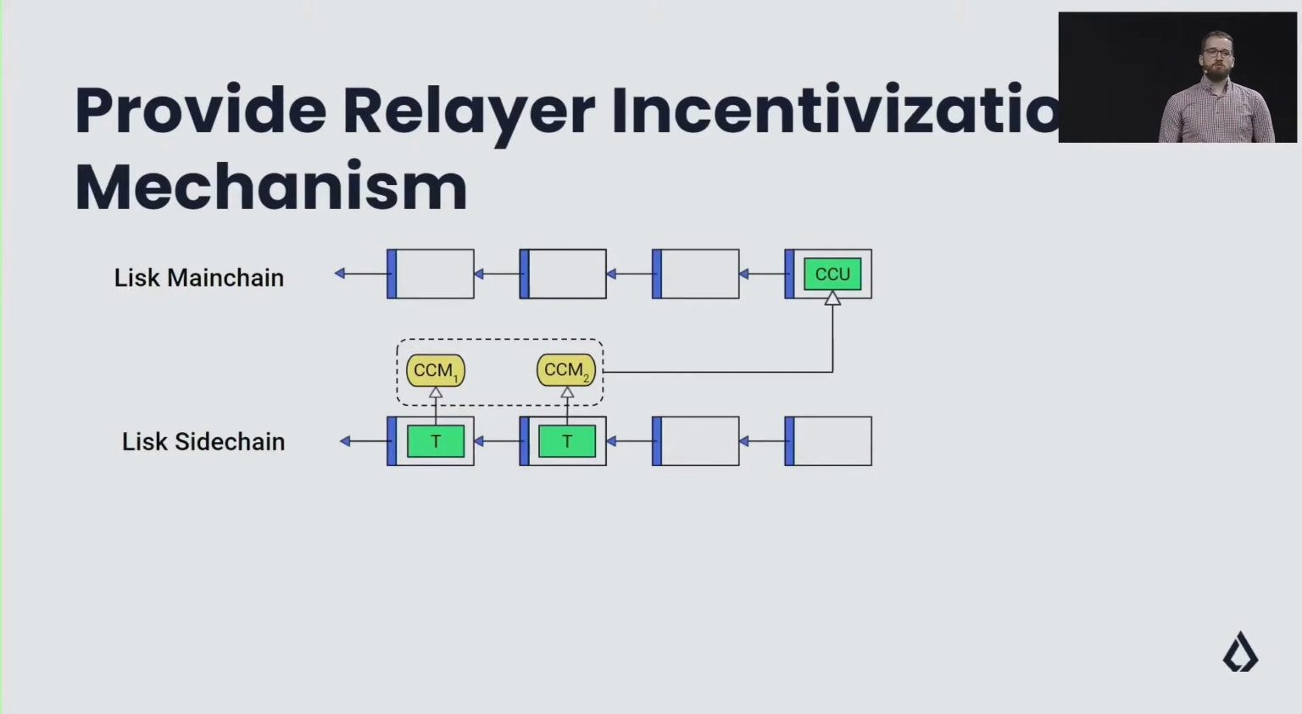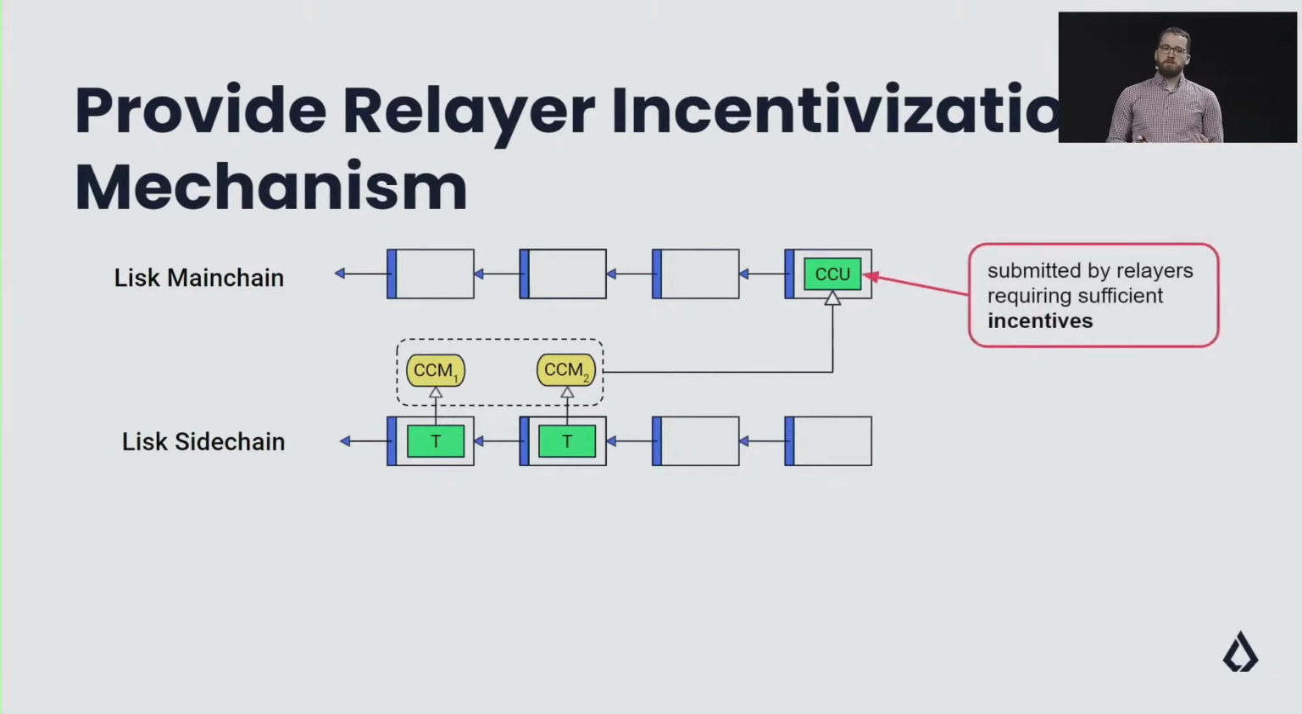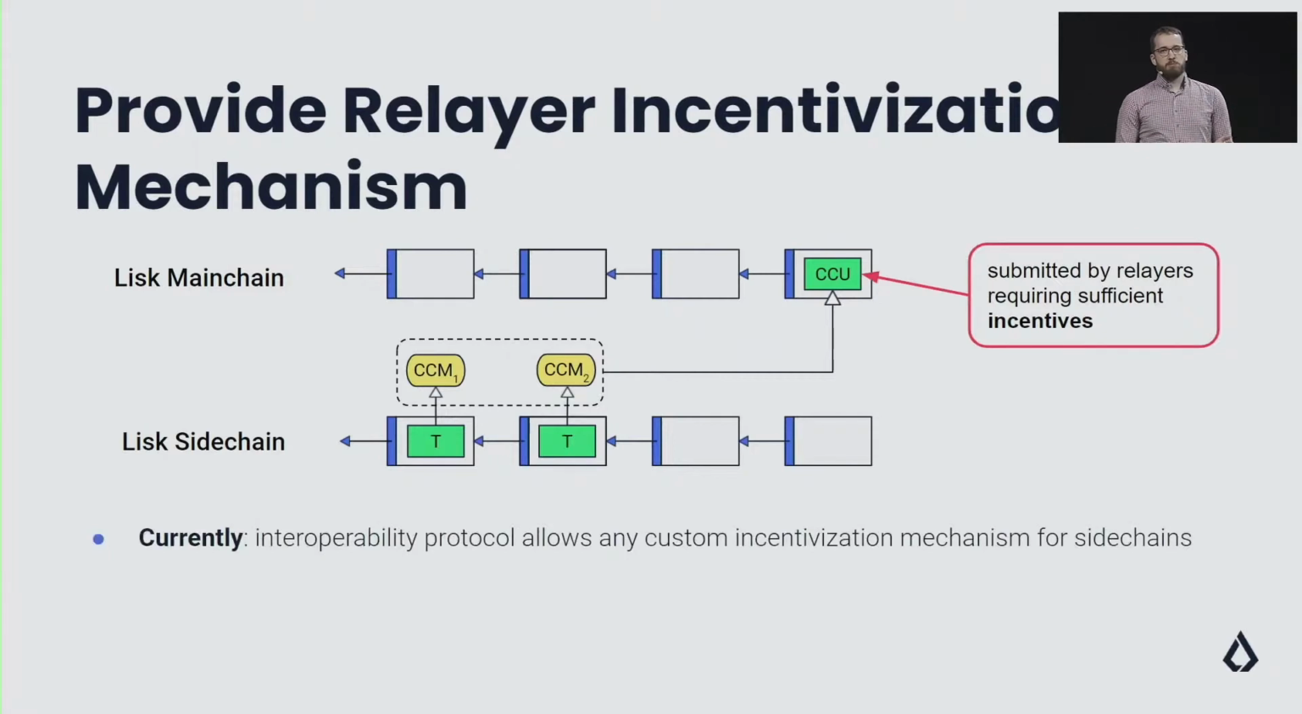Then I want to talk about another new roadmap objective, which is providing an incentivization mechanism for relayers. As already mentioned in a previous talk, relayers are those individuals who submit cross-chain update transactions to other chains. When submitting a transaction, here in this example, to the Lisk main chain, these relayers have to pay transaction fees, and in return, they receive some fees of the included messages. Right now, we already have everything in place for sidechain developers to write their own custom incentivization mechanism that ensures that in any case, the relayers are sufficiently incentivized to always submit cross-chain updates to the main chain and also include cross-chain updates in the side chain.